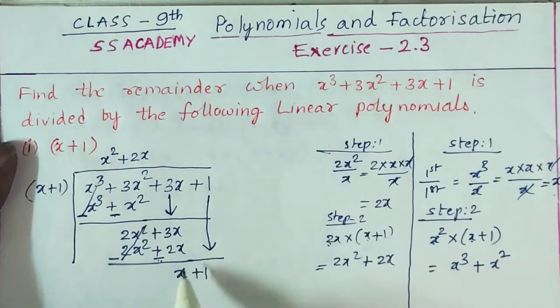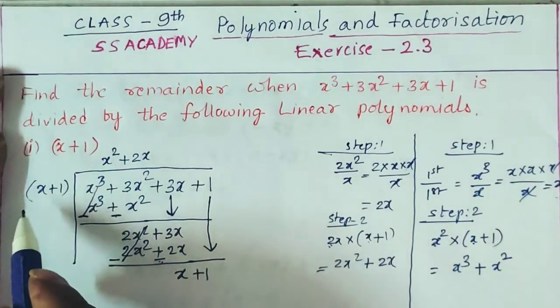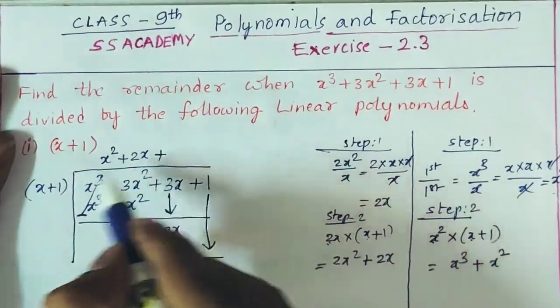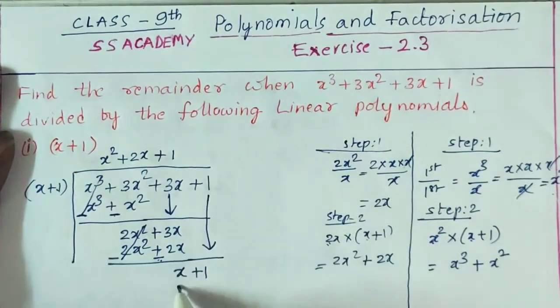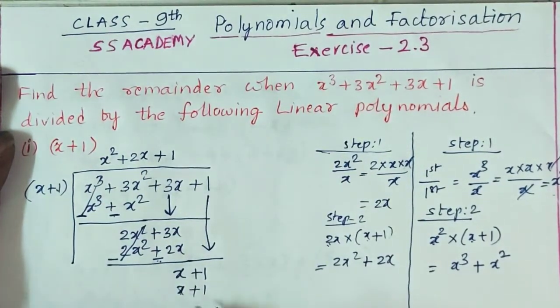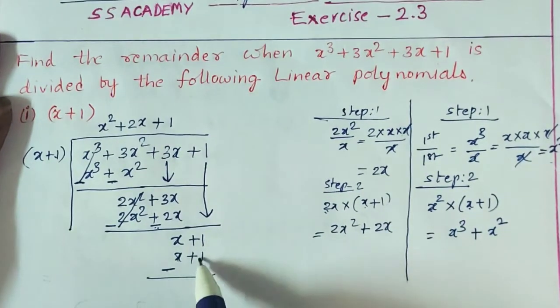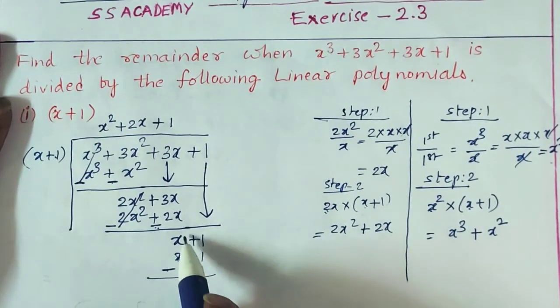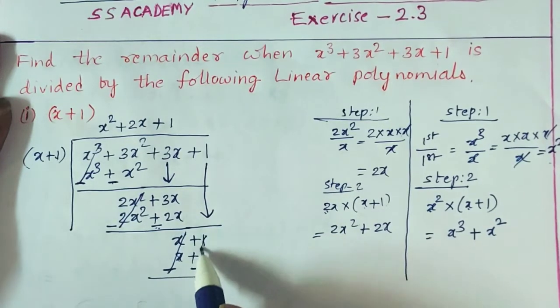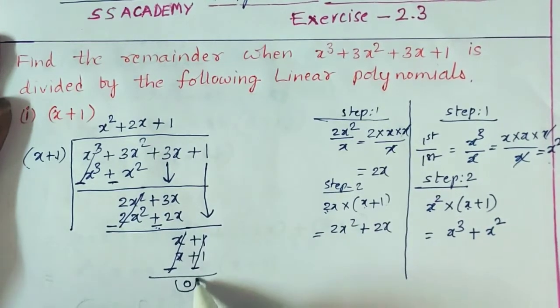Here again you need to follow these two steps, but it's very simple. Here you got x plus 1 and the divisor is also x plus 1. So you simply write x plus 1 once more, x plus 1. So subtract: plus x will become minus x, plus 1 will become minus 1. So plus x minus x gets cancelled, plus 1 minus 1 gets cancelled. So the remainder will be 0.